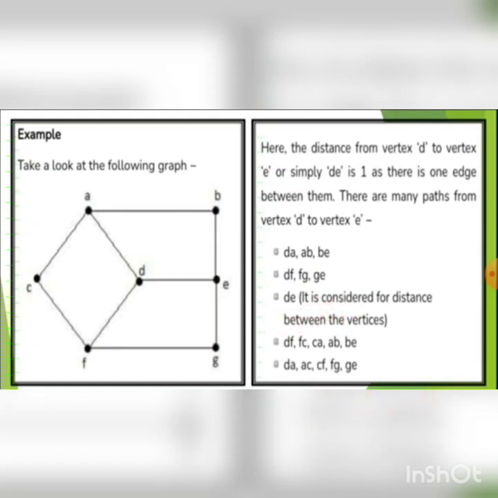Next one is D to F, then F to C, then C to A, then A to B, then B to E. And the last path is D to A, then A to C, then C to F, then F to G, and then G to E. Here 1 is the shortest distance, therefore it is considered for the distance between the vertices.